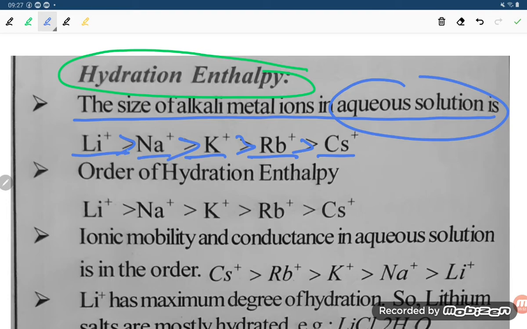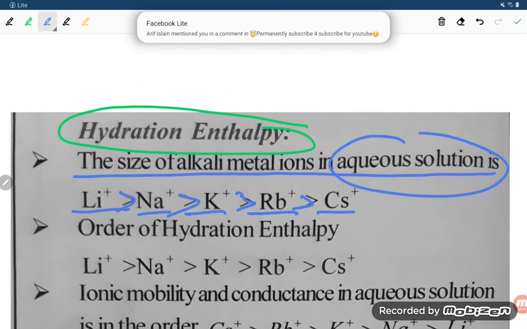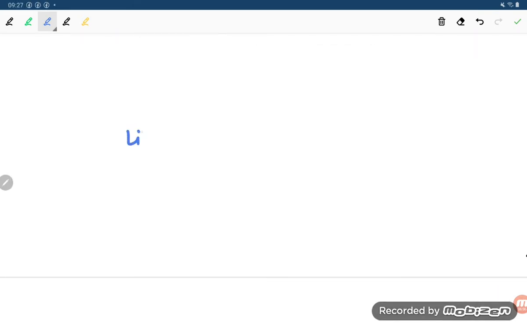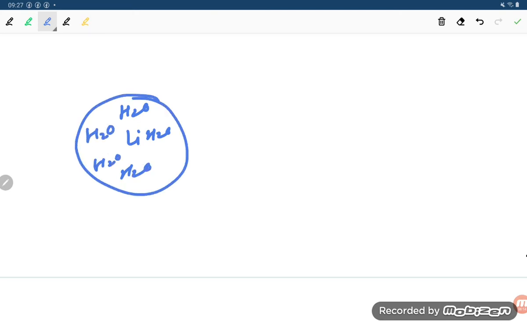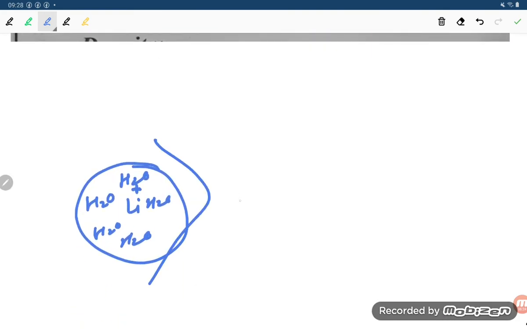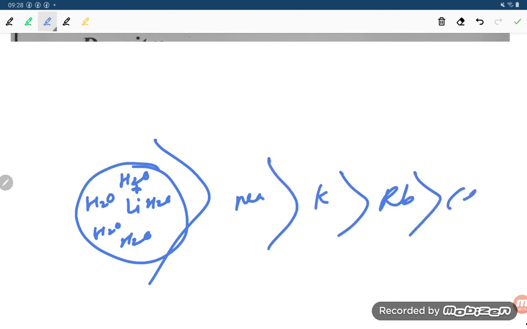So here lithium has the highest size in aqueous solution. Why? Because of hydration enthalpy. Lithium will be surrounded by so many water molecules, student. So its size will be very high because it is very much hydrated, the lithium ion. Then it will be sodium, then potassium, then rubidium, and then finally cesium, right?